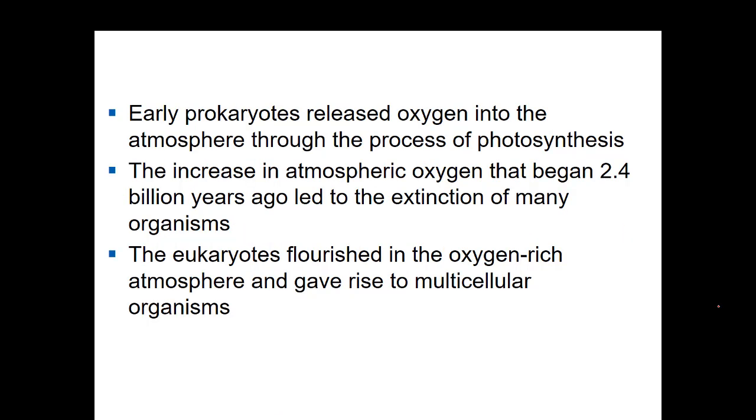Early prokaryotes started to release oxygen into the atmosphere through a process called photosynthesis, which you guys learned last semester. And this increased atmospheric oxygen that began 2.4 billion years ago, and because oxygen increased, it led to the extinction of many different organisms. The eukaryotes flourished in the oxygen-rich atmosphere and started to give rise to multicellular organisms. So prokaryotes starting to do photosynthesis gave rise to increased atmospheric oxygen, which was beneficial to eukaryotes, and then that was the start of things like us.